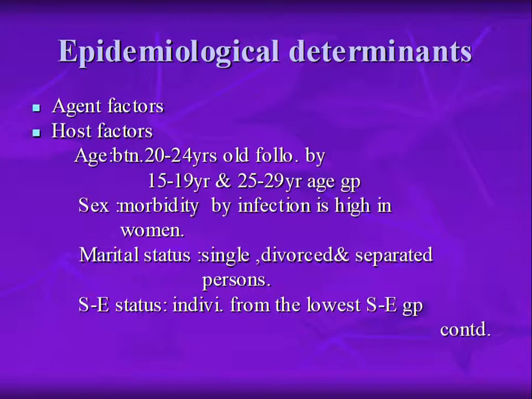Now the epidemiological determinants. The agent factors, as I already told you, are protozoal, bacterial, viral, ectoparasite, and fungal infections. The host factors: age, about 20 to 24 years old, followed by 15 to 19 years and 25 to 29 years age groups. So you can see STD infections especially in 20 to 24 year olds, followed by 15 to 19 years or 25 to 29 years.